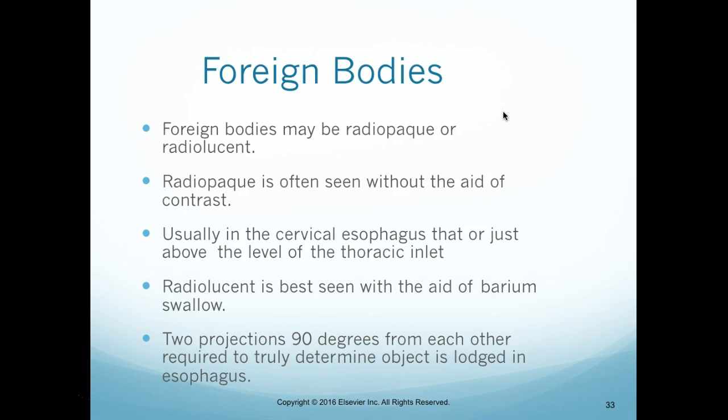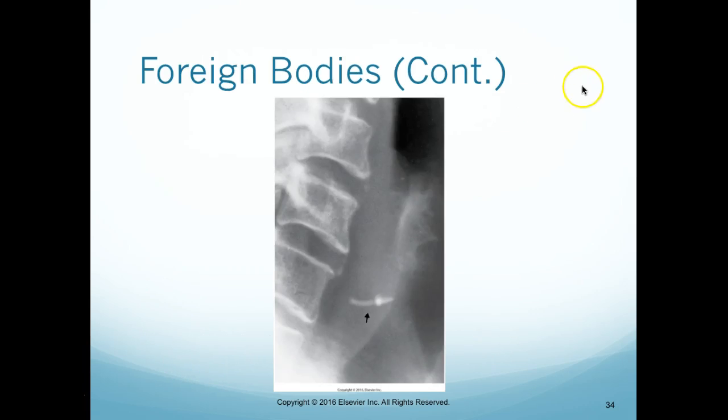Foreign bodies. Sometimes we can see them, sometimes we can't. If they're radiopaque we can see them; otherwise we need contrast to outline it. They are usually in the cervical esophagus or just above the level of the thoracic inlet. Radiolucent ones are best seen with the aid of barium. We need two projections 90 degrees apart. Here's a fishbone, a famous picture everyone's seen, here in the cervical portion.